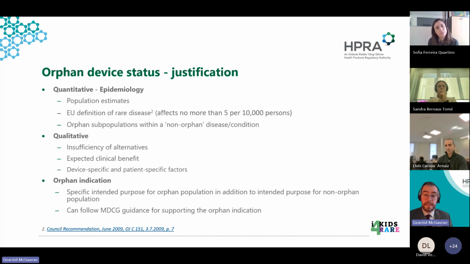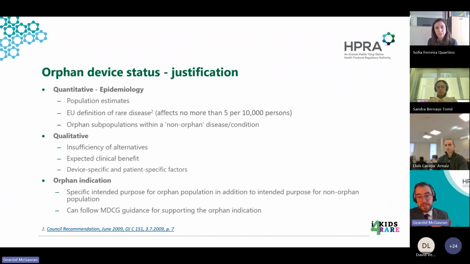So guidance is given in the document on how to meet these criteria. With respect to epidemiology, for some rare diseases, it might be difficult to find precise figures or population estimates on the annual incidence in the EU. However, information on the prevalence of the disease may already be available in line with the EU definition of a rare disease, which, as I'm sure you know, is a prevalence of not more than 5 per 10,000 persons.